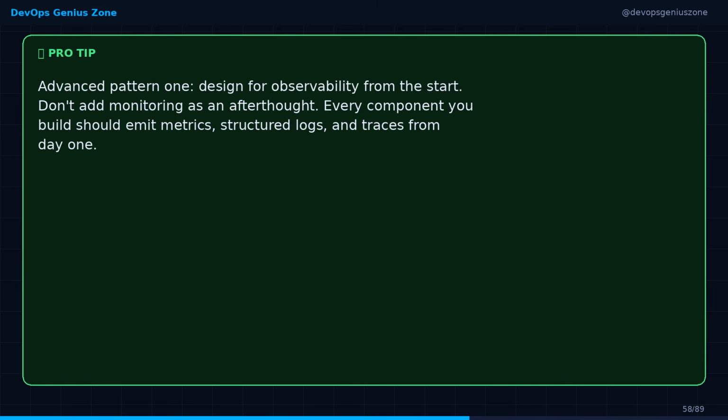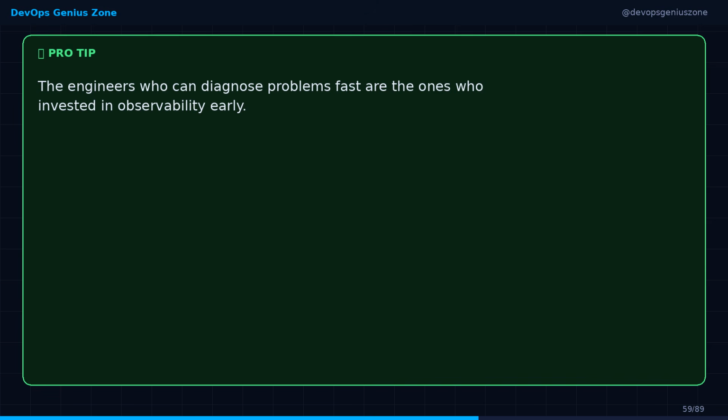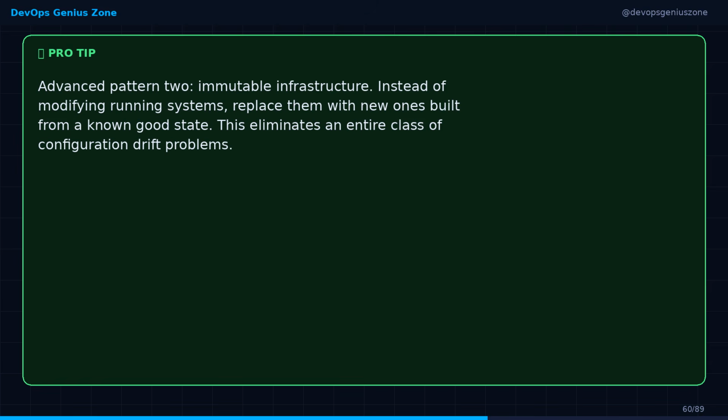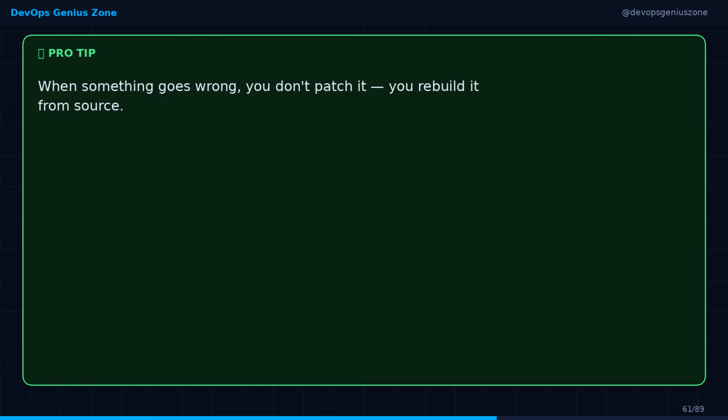Let me give you the advanced patterns that separate junior engineers from seniors. These are things you won't find in most beginner tutorials. Advanced Pattern 1, Design for observability from the start. Don't add monitoring as an afterthought. Every component you build should emit metrics, structured logs, and traces from day one. The engineers who can diagnose problems fast are the ones who invested in observability early.